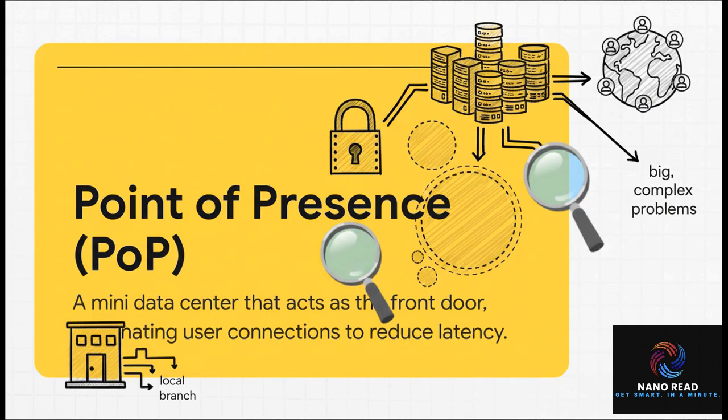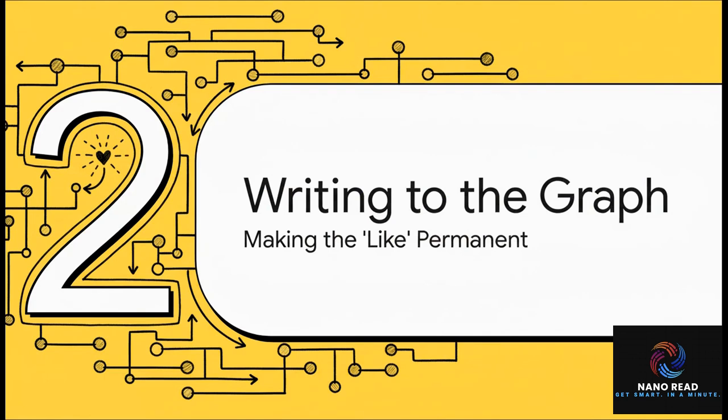So what is a POP, really? Well, think of it like a local branch of a massive global bank. It handles all the initial paperwork, it checks your ID, it gets everything ready to go right there in your neighborhood. That way, the headquarters, the huge data centers, can focus on the really big, important stuff without getting bogged down.